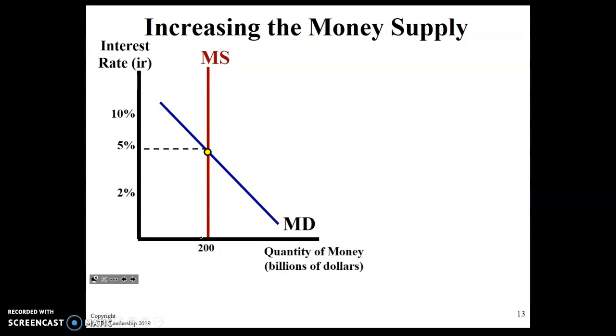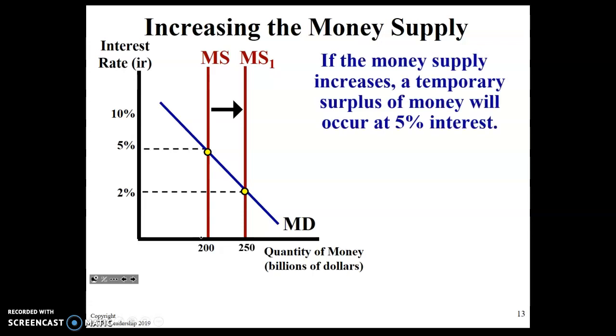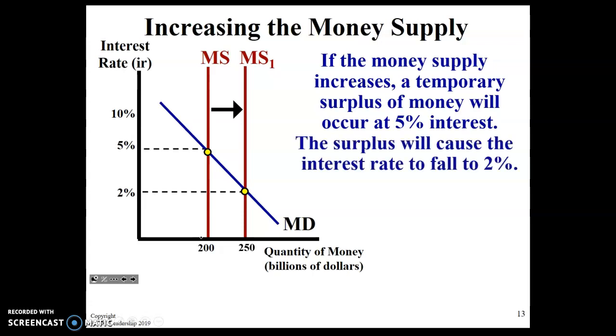All right, so increasing the money supply, how do we do that? So if we want to move the money supply, now there's a couple ways that they can do that. So if the money supply increases, a temporary surplus of money will occur at a 5% interest in this particular case. So the surplus will cause the interest rates to fall to 2%.